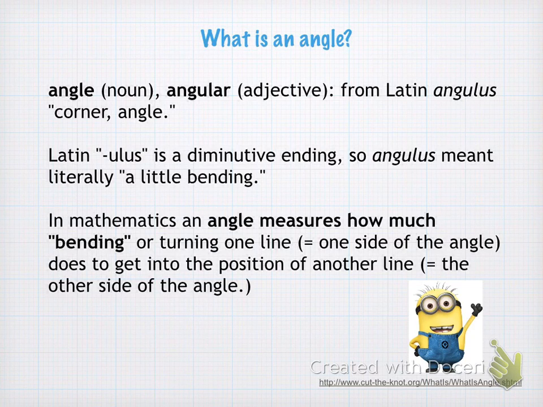First, I thought I'd start out here with some interesting definitions, or at least I thought they were interesting. Maybe not to you. But an angle, or angular meaning the adjective, means the corner of an angle in Latin. In Latin, the word angulus, which is like calculus, means a little bend, and I thought of the minions down there because it's a diminutive ending. And then in mathematics, the formal definition of a measure of an angle is how much it bends. How much is the angle bent? All right, so moving on.